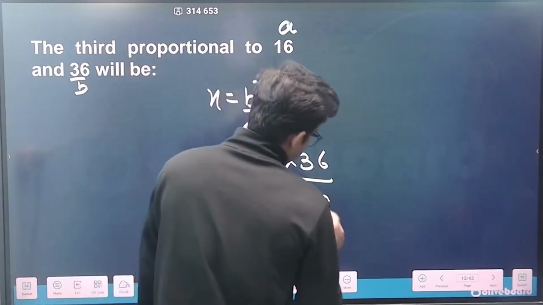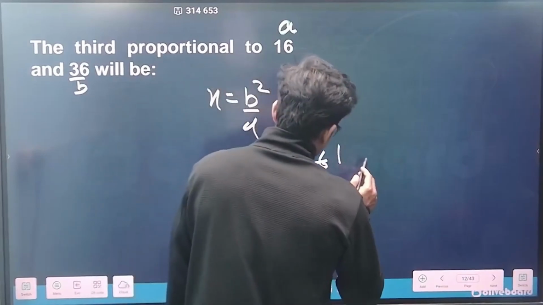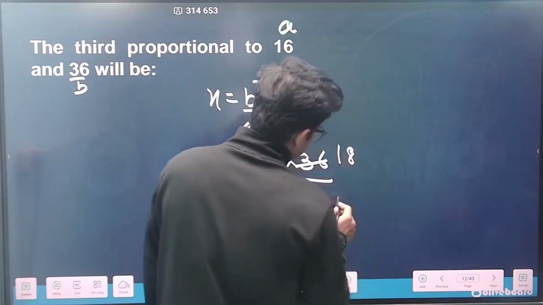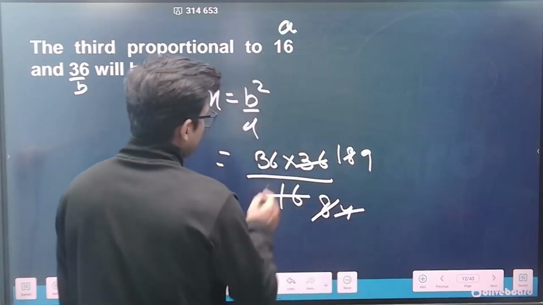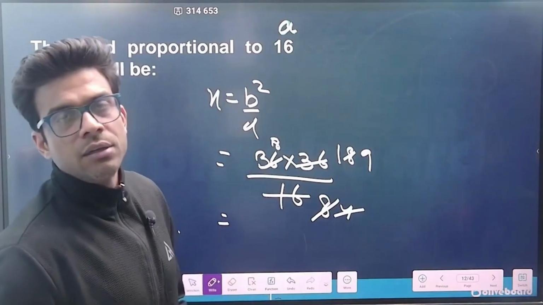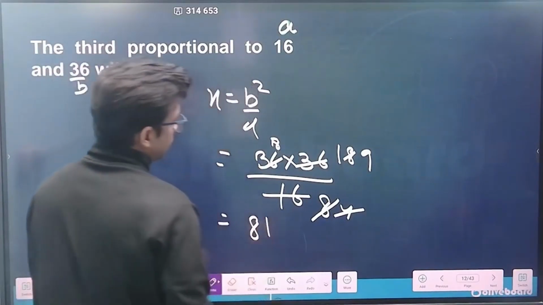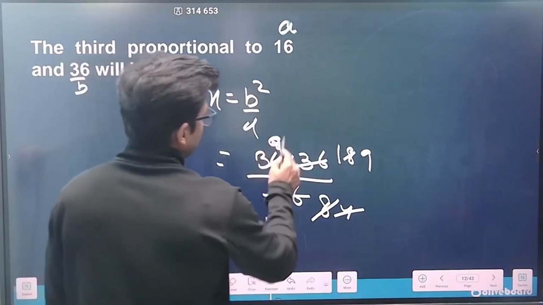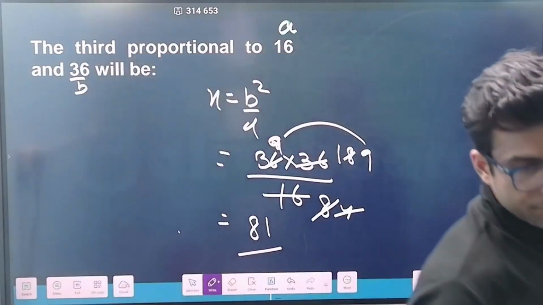Now you can just figure it out. 2 8s are 16, 4 8s are 32, and so on. Then what is the value here? You will get 81. 9 9s are 81. Okay, so 81 is the answer. I hope you are getting it.